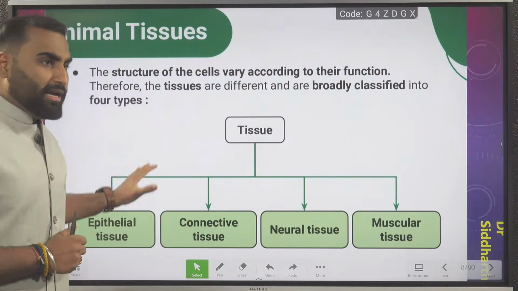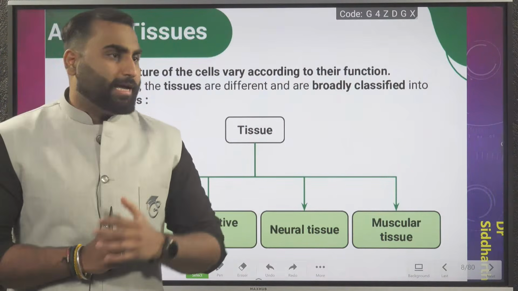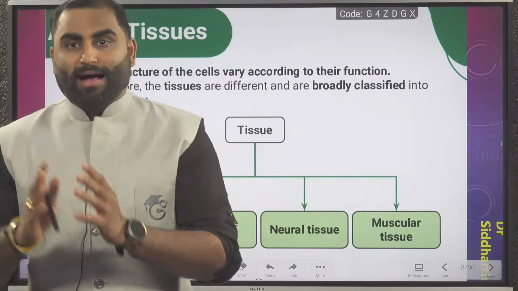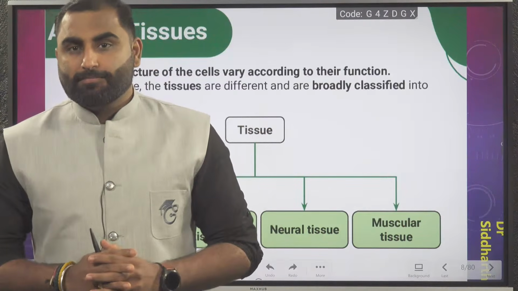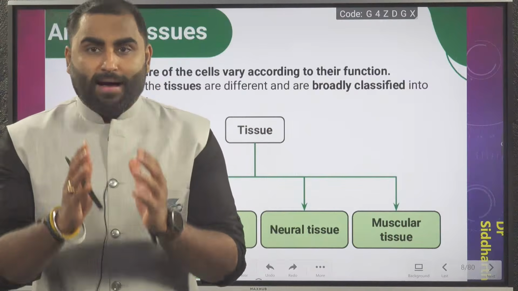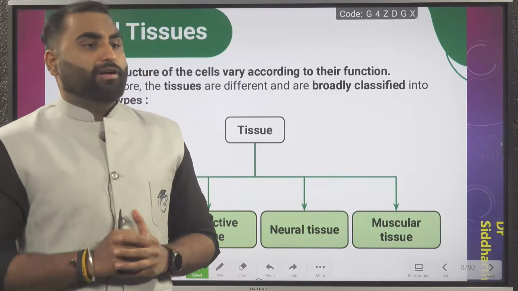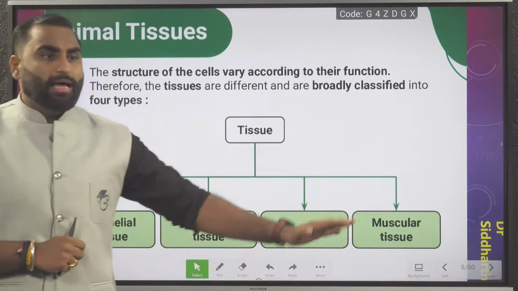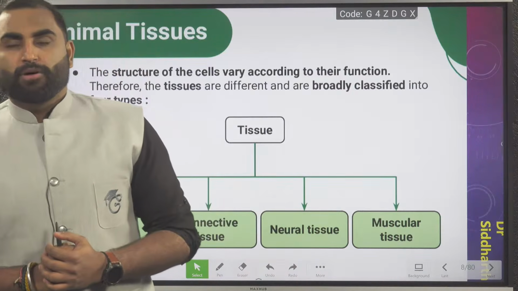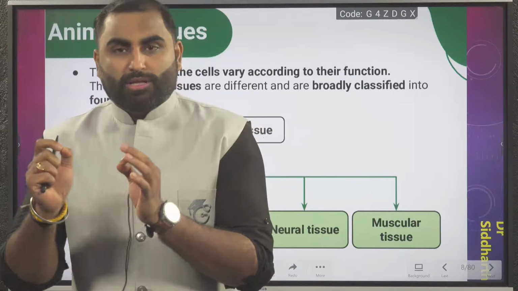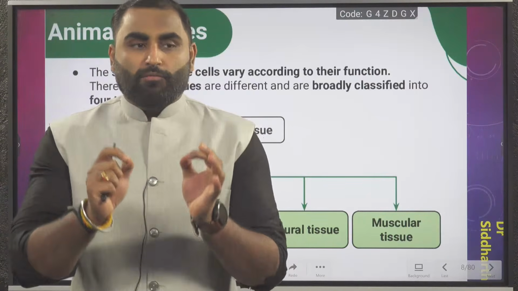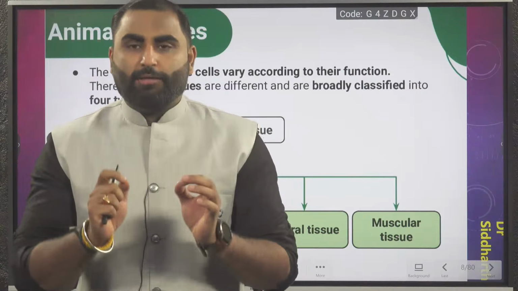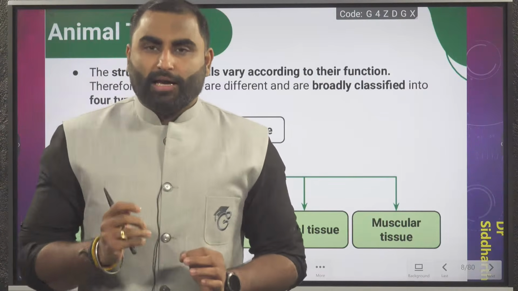We classified the tissues into 4 types. Our body has 2 types of cells, somatic cells and germ cells. We are grouping the somatic cells into 4 different types of tissues: epithelial, connective, neural and muscular. So if I ask you the question, from which germ layer which tissue is derived, will you be able to answer me? Let's quickly go through that.